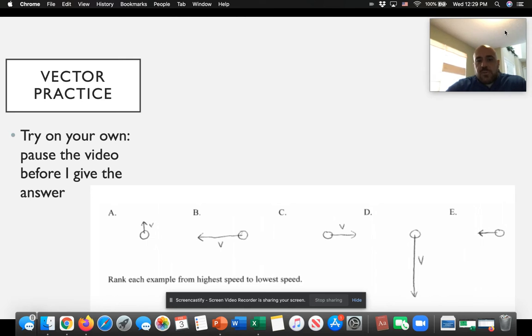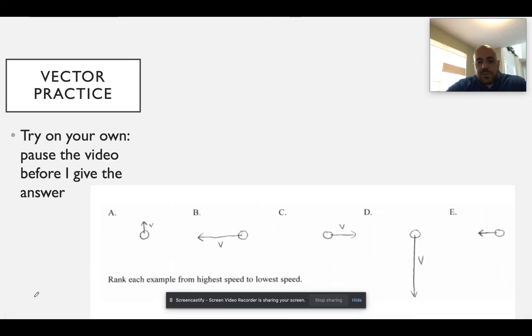So press pause before, but what you're trying to do is tell me the highest speed from A, B, C, D, E vector all the way to the lowest. So press pause and do that in your head, and I'll give you the answer here. All right, here is our answer.